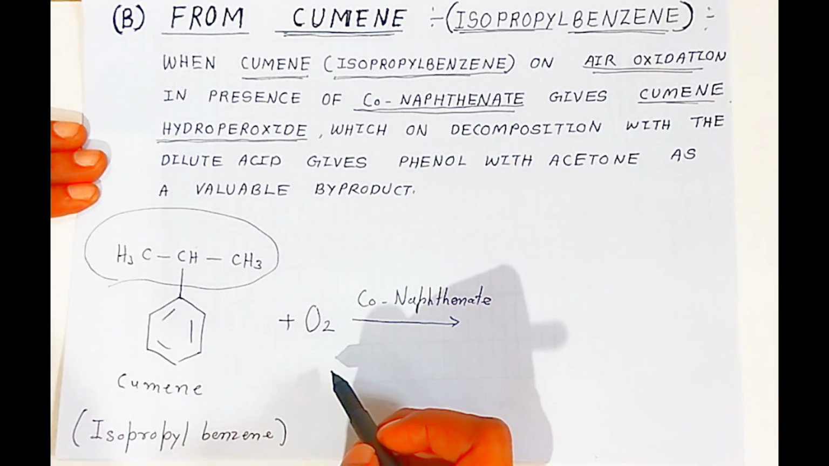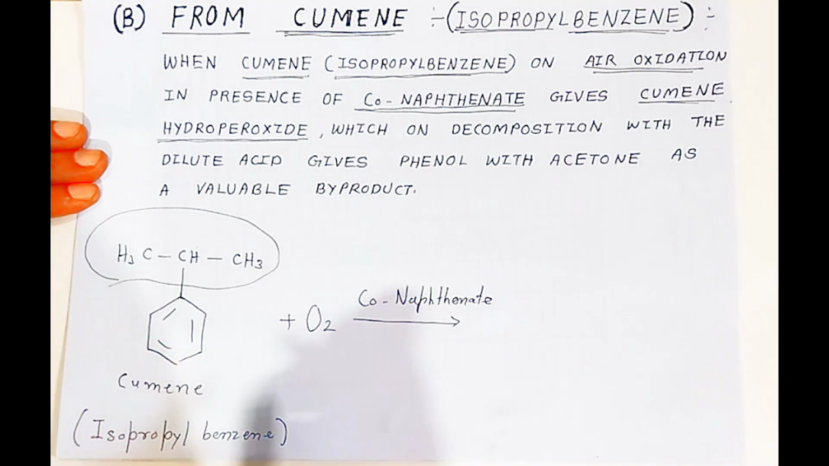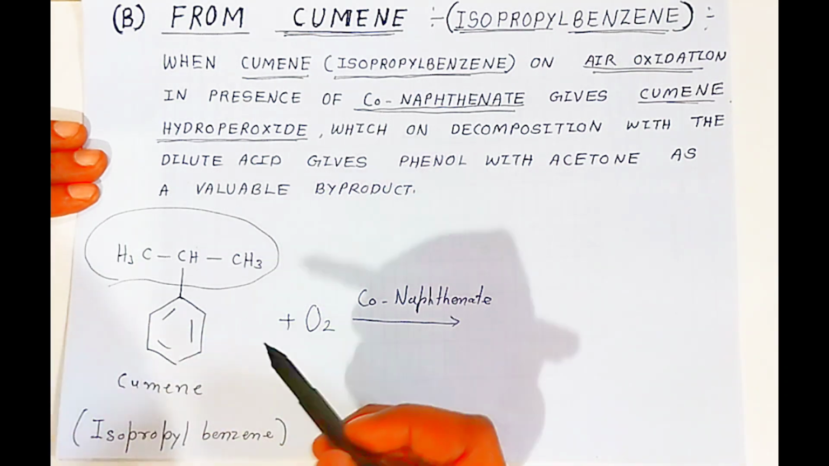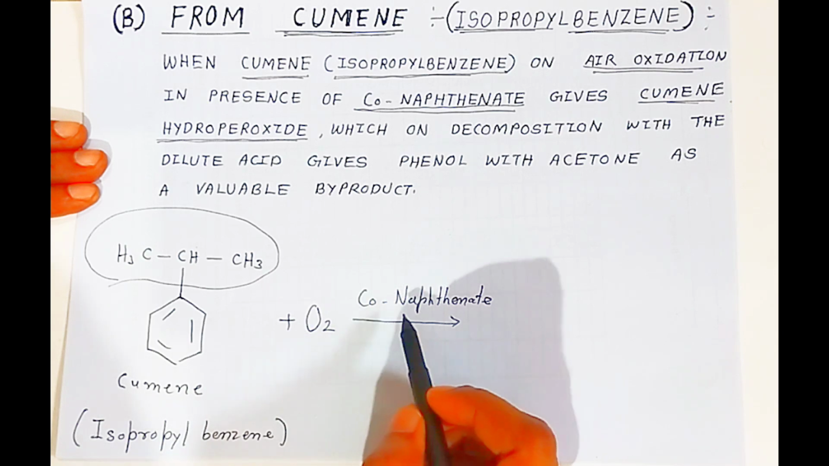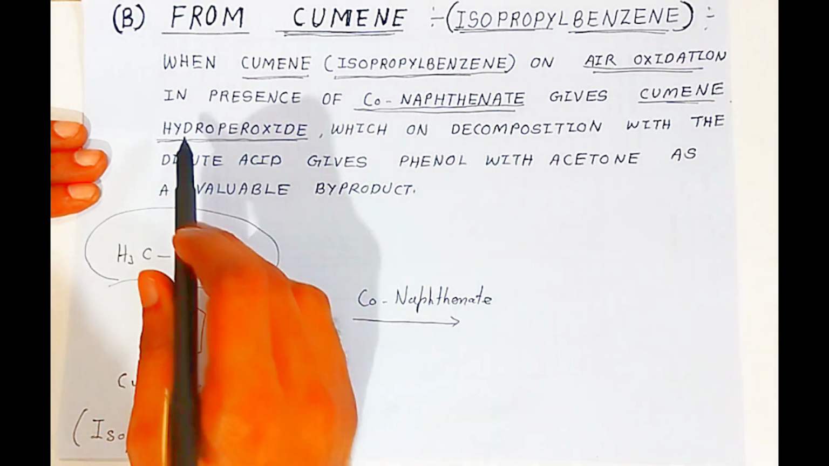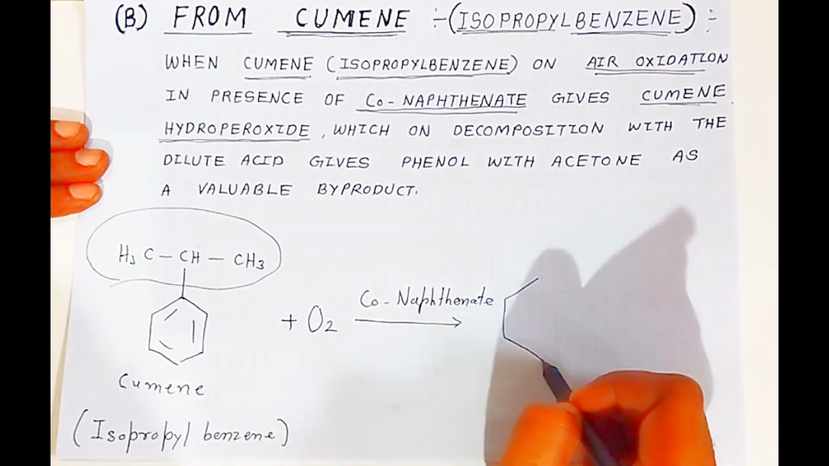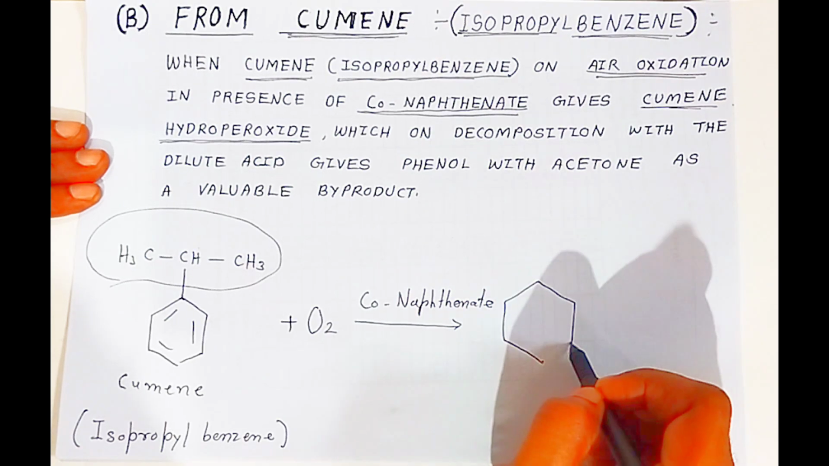This reaction is very important, students. The examiner will see the reaction only. So write down, once you know the reaction you can write in words also. Students, this cumene combines with the oxygen in presence of cobalt naphthenate, gives cumene hydroperoxide. This way, students, you can write the cumene structure.